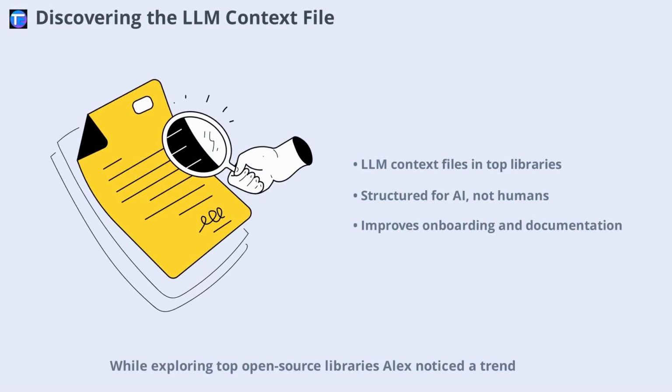While exploring top open-source libraries, Alex noticed a trend. Many included a special context file designed specifically for large language models, LLMs. Unlike standard documentation, these files are tailored for AI consumption, providing structured, relevant information that helps models understand the codebase. This simple addition can transform how both humans and AI interact with your project, making onboarding, documentation, and coding much smoother. It's a small change with a big impact.